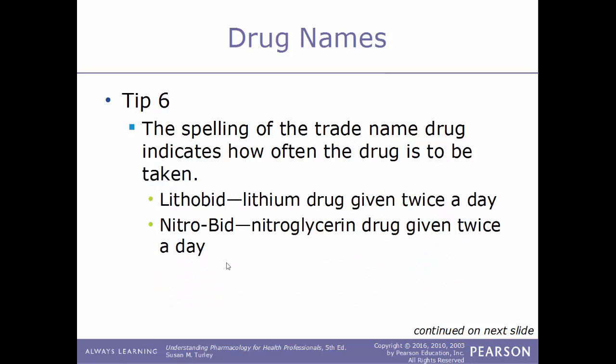Tip number 6, the spelling of the trade name indicates how often the drug is to be taken. Lithobid is a lithium drug given twice a day. Litho for lithium, then BID, Latin for twice a day. Nitrobid, nitroglycerin given twice a day. Nitro for nitroglycerin. And again, BID means twice a day.